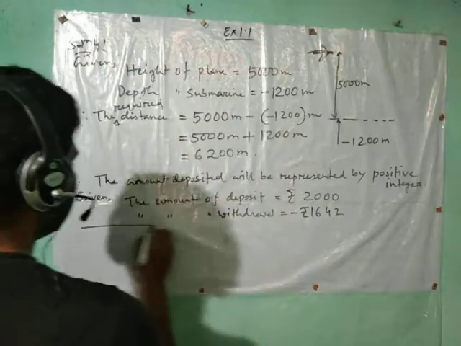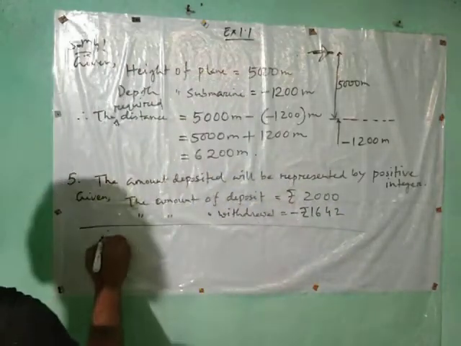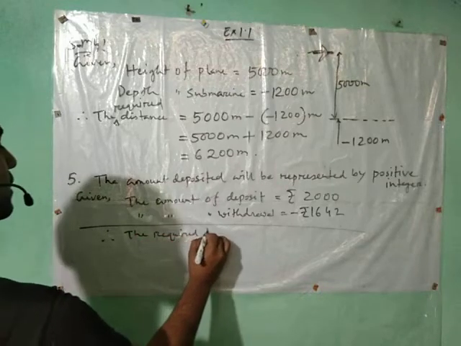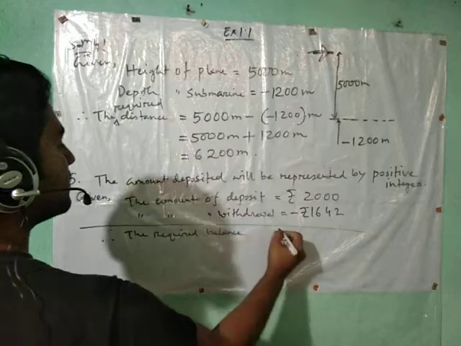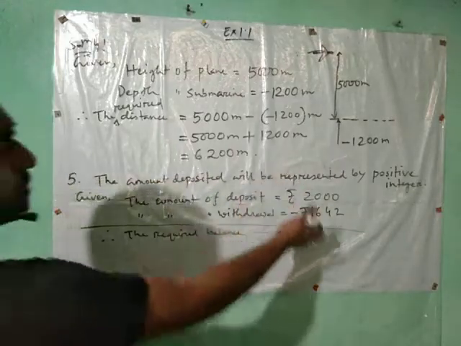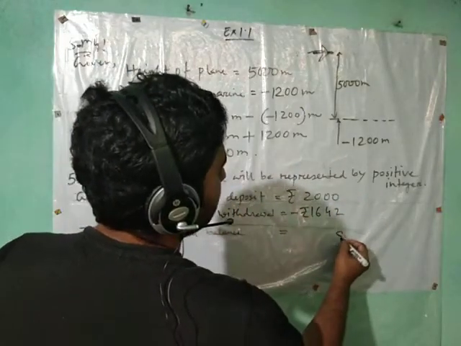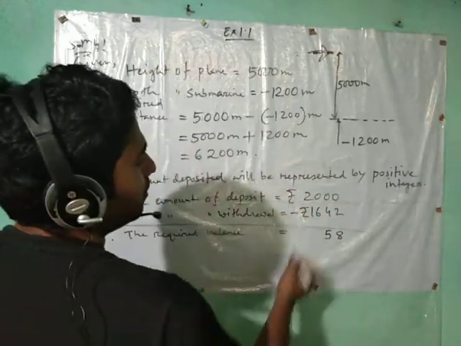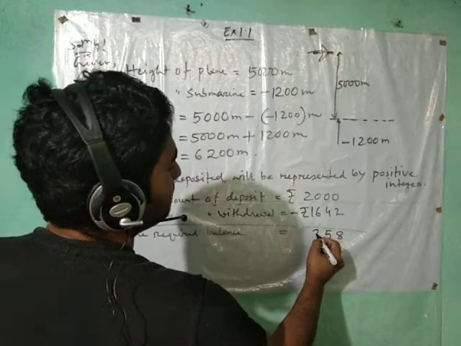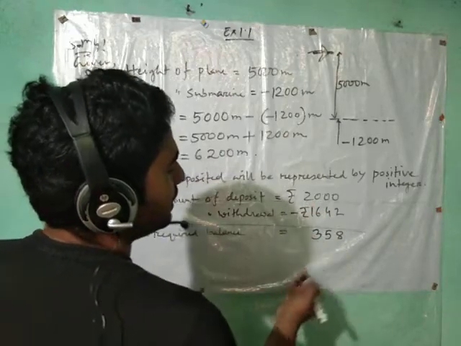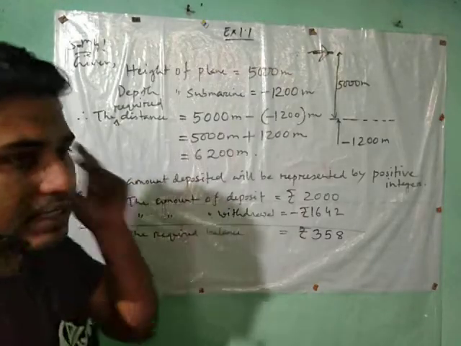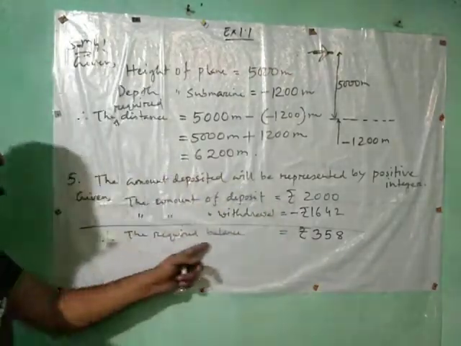1642. Now we only have to find the balance. Therefore, the required balance equals, how will you find it? Just simply subtract. 10 minus 2 leaves 8, 9 minus 4 leaves 5, and 9 minus 6 leaves 3, and this becomes 1, 1 minus 1 leaves 0. So how many rupees? 358 rupees will be the balance, and it will be the answer for your question number 5.